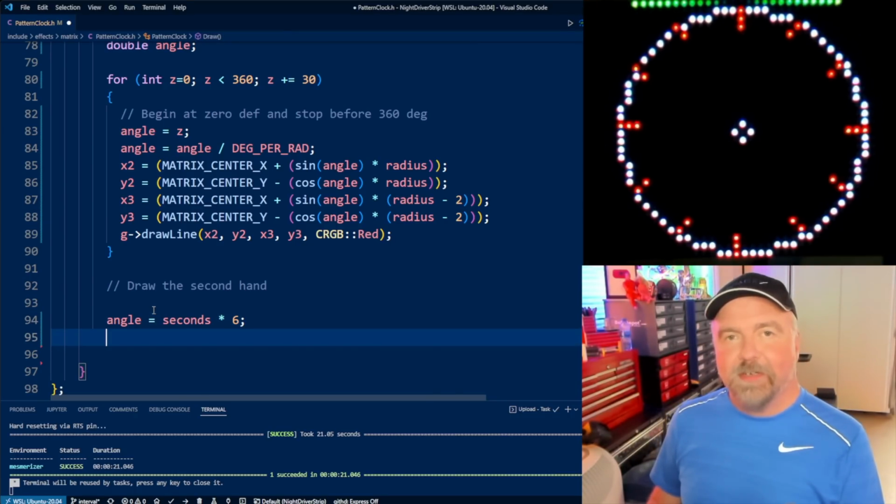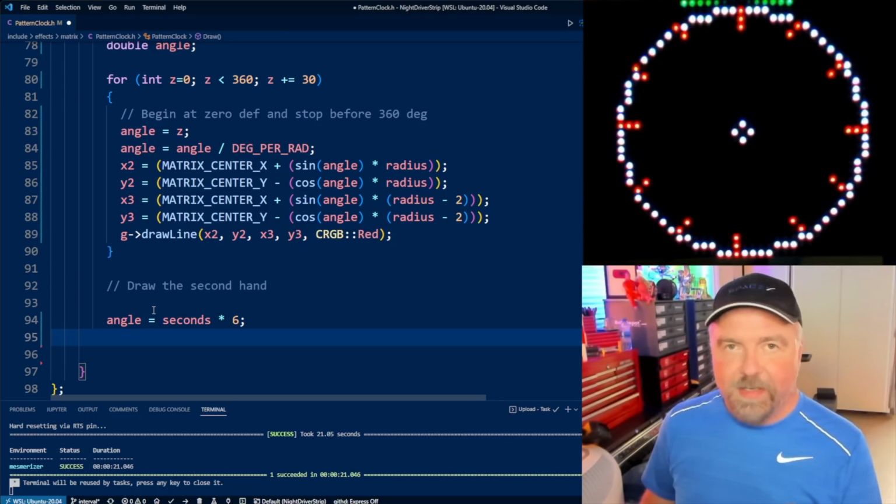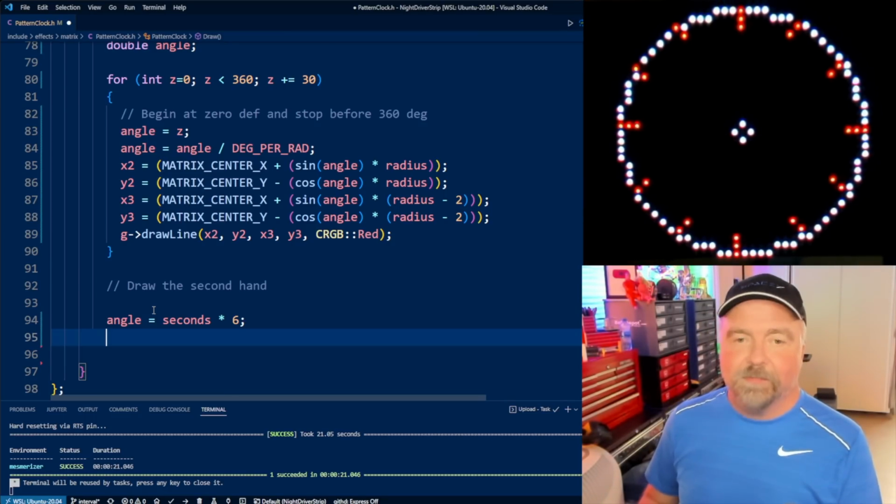There are 360 degrees in a circle, and there are 60 seconds in a minute. Divide one by the other, and you get 6 degrees per second.